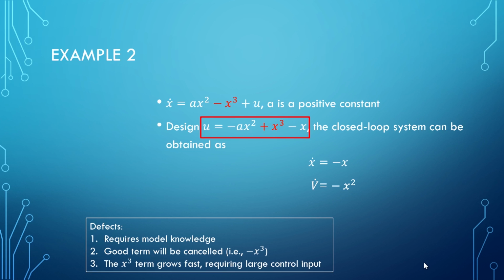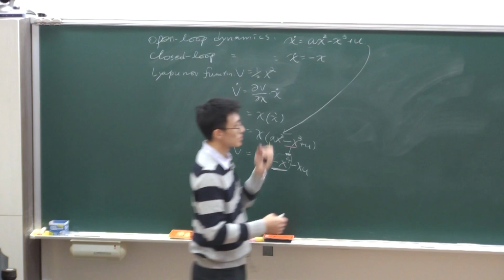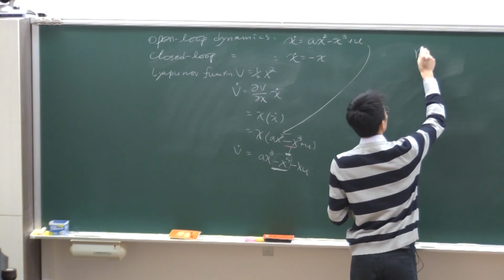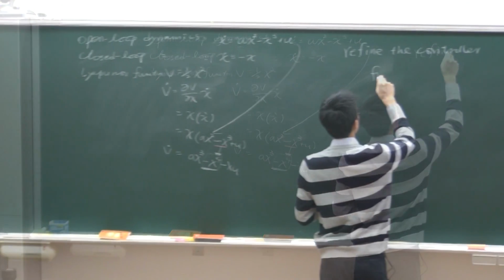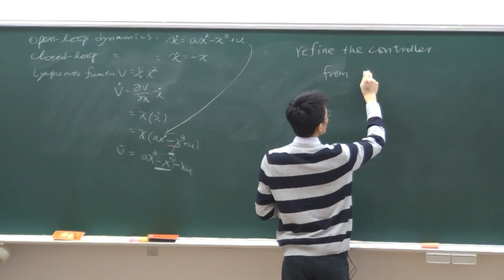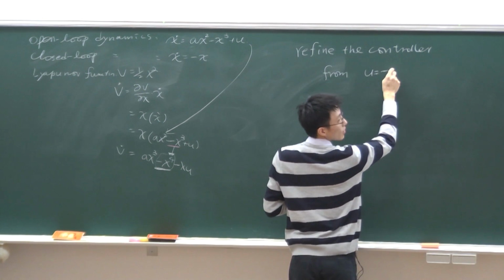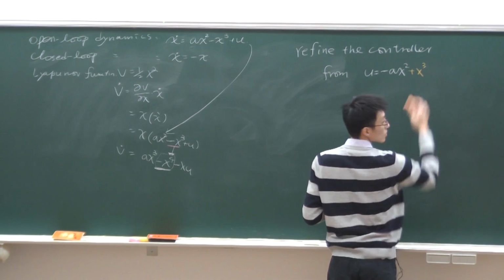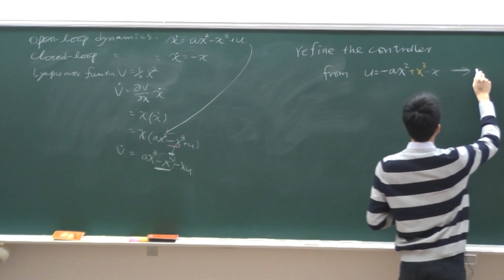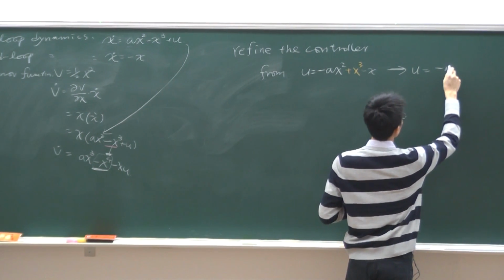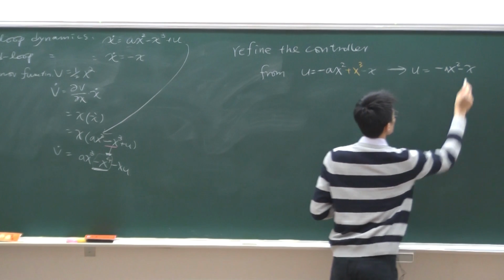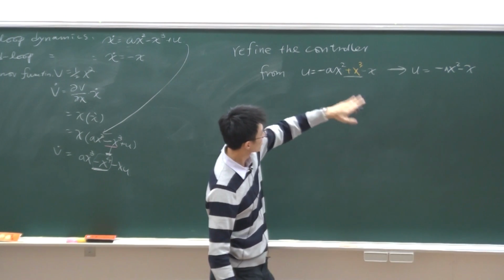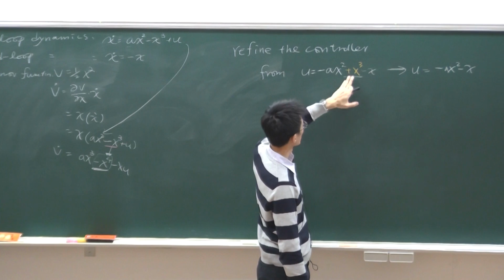So if the controller compensates a wrong term, it's better to keep this term. Okay, so let's try this. Now we refine the controller from u equal to minus a x squared plus x cubic to u equal to minus ax squared plus x. We don't want to cancel out this, so I just kick this term out of the controller.